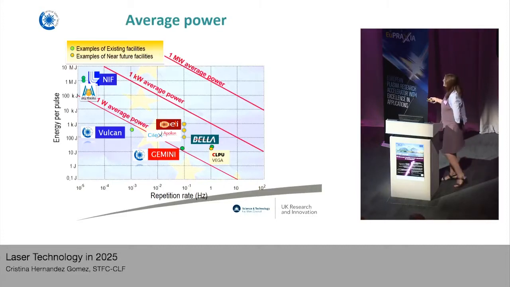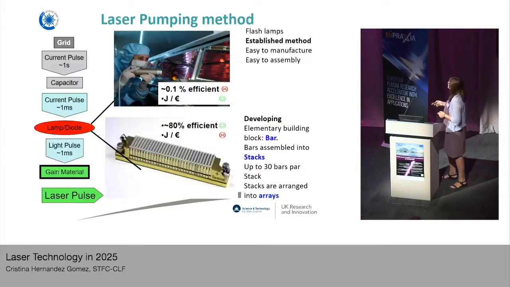All these facilities share something in common: they are either directly pumped by flash lamps, or they are pumped by lasers that are built with flash lamps. So what do I mean by that? We can choose a laser material. I explained that we can choose, for example, neodymium glass, or we can choose Ti:sapphire, but we can also choose whether we use flash lamps or diodes. Laser technology started with flash lamps. Why? Because they were easy to manufacture, reliable, easy to assemble, and cheap. But they are not efficient. A lot of the energy from a flash lamp gets absorbed as heat. Then you have to cool the amplifier down.